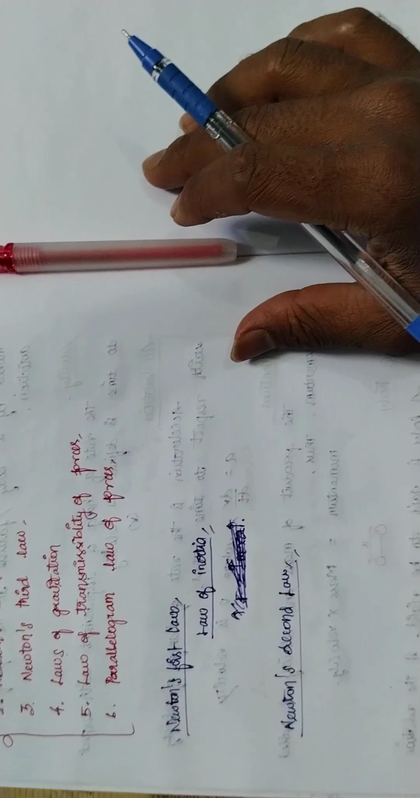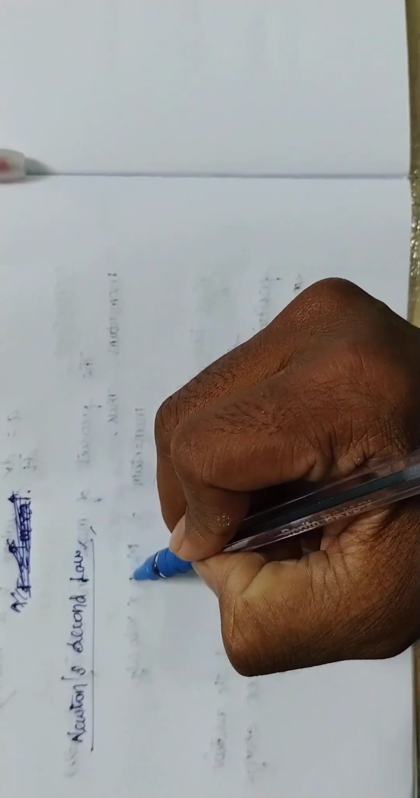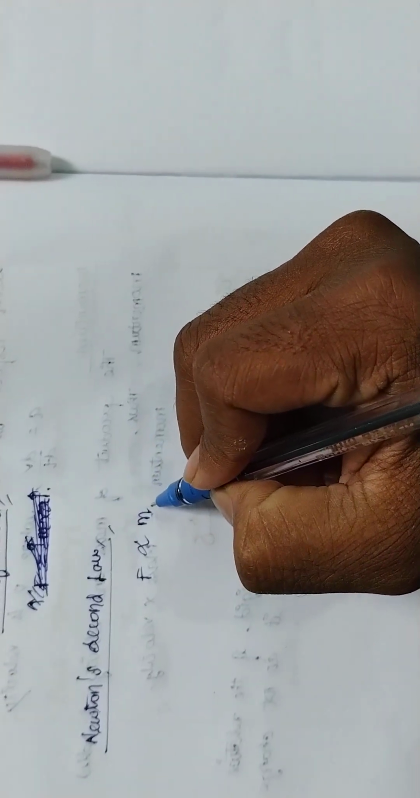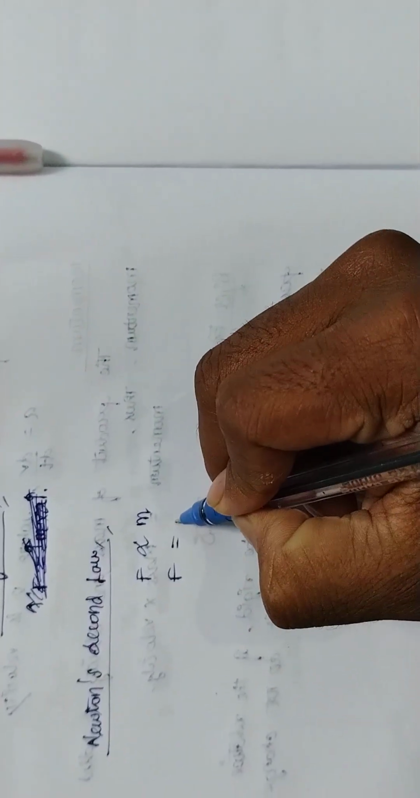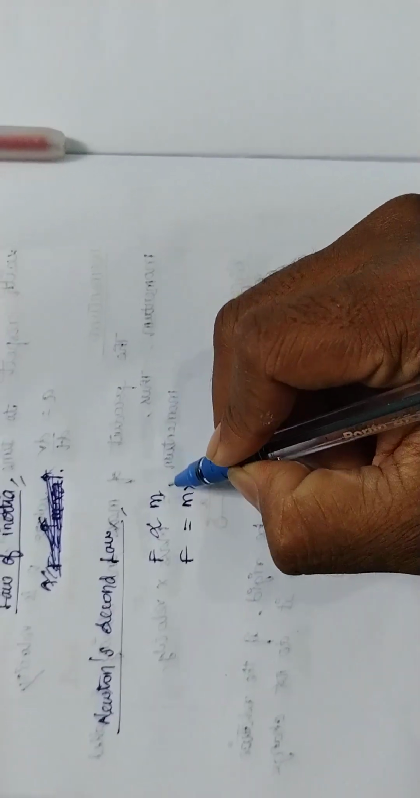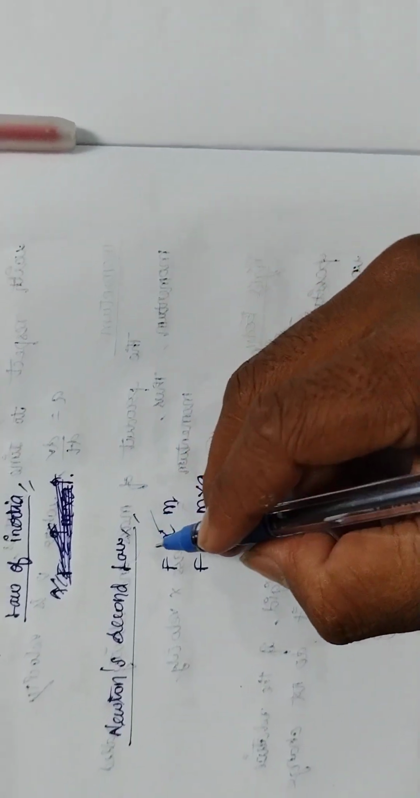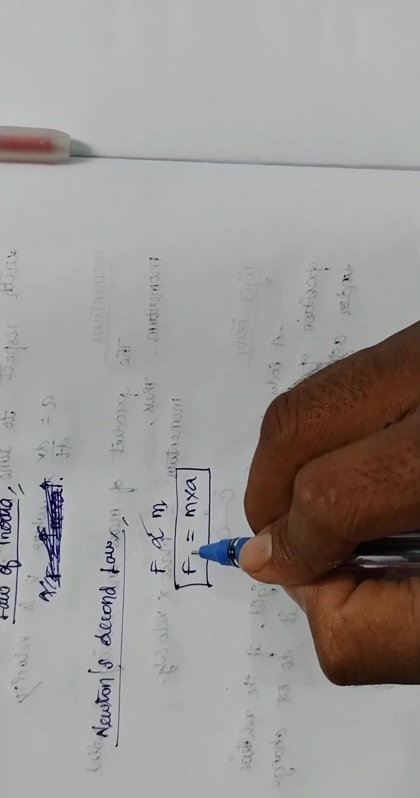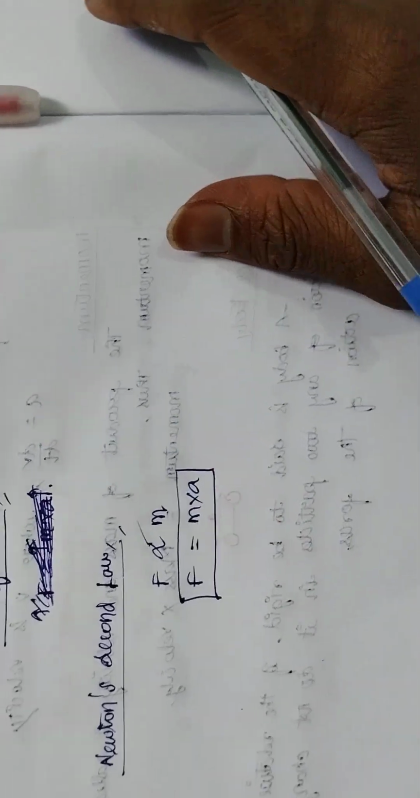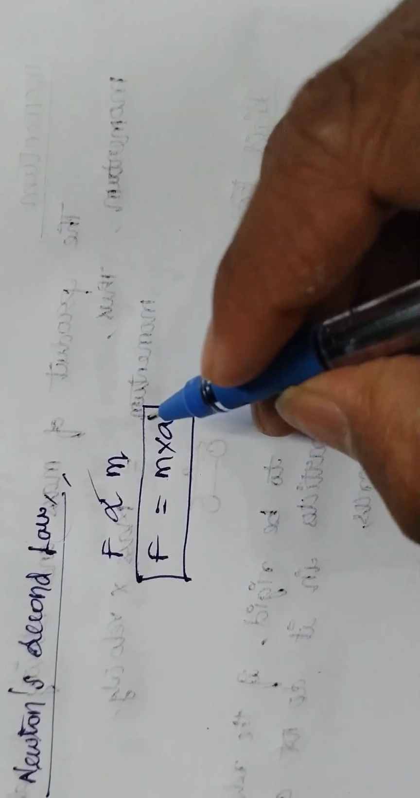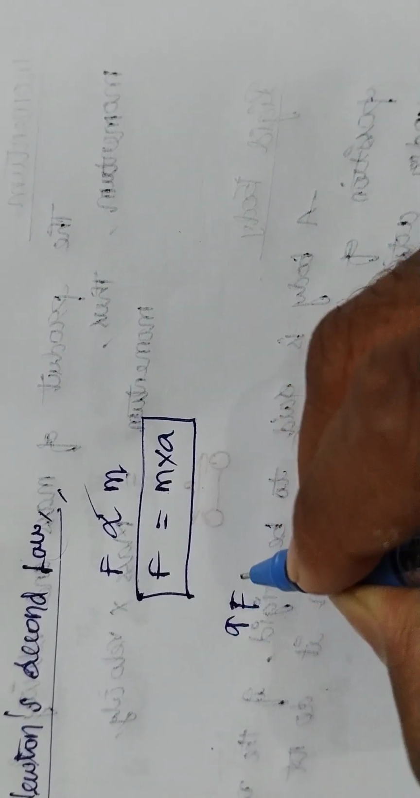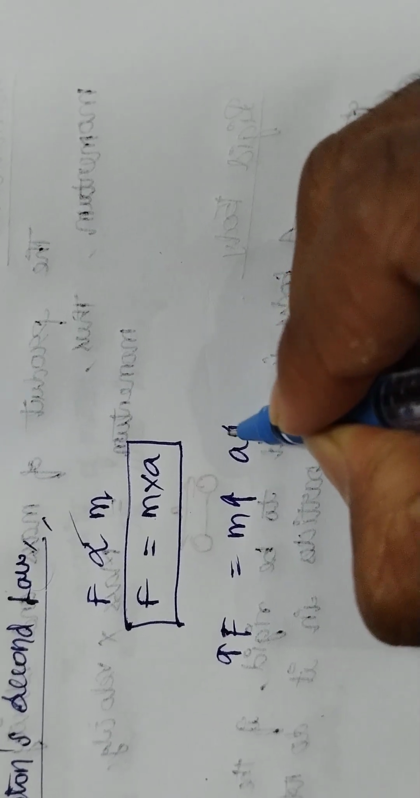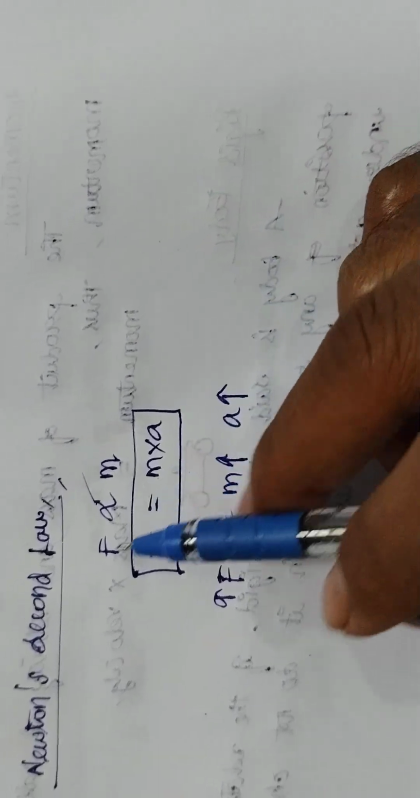So what is Newton's second law? Newton's second law says that force is directly proportional to mass. So force equals mass into acceleration. In order to remove this proportionality, I am adding a constant, which gives force equal to mass into acceleration. The force may depend on mass. If the mass increases, the force increases. If the acceleration increases, the force also increases. So this is the concept.